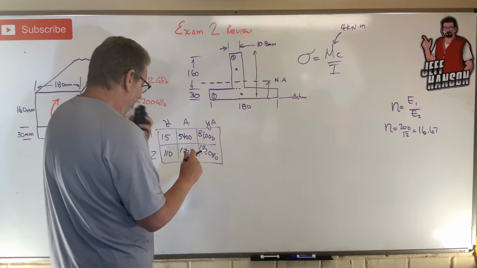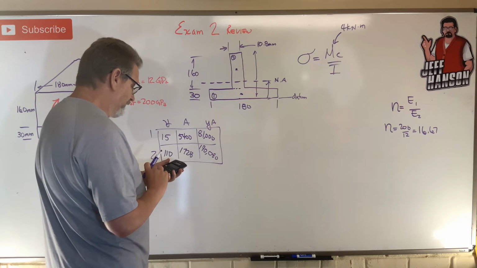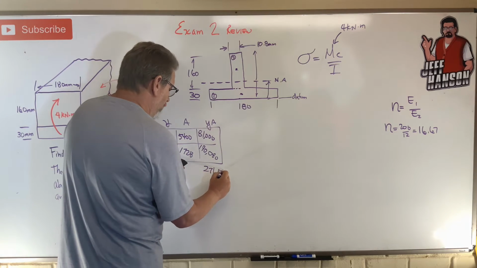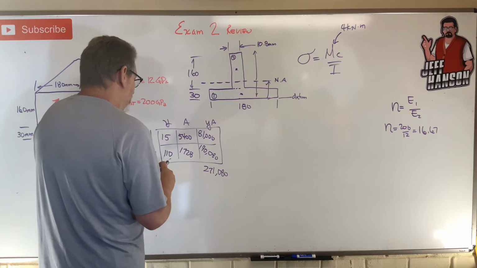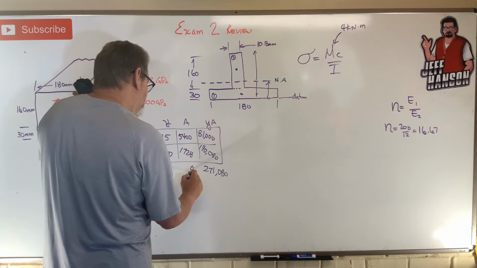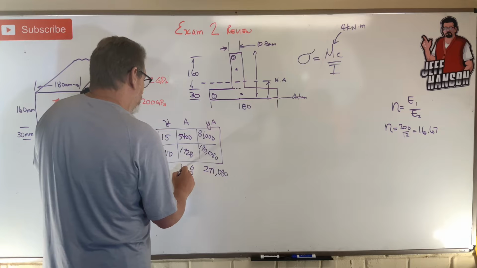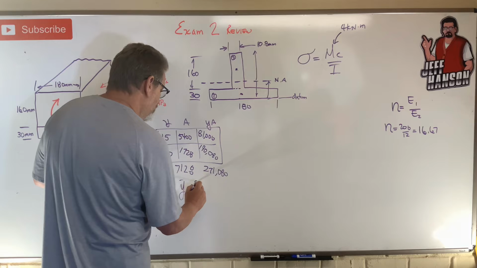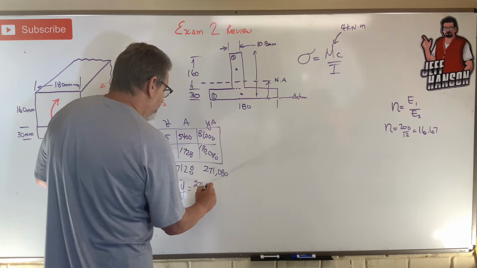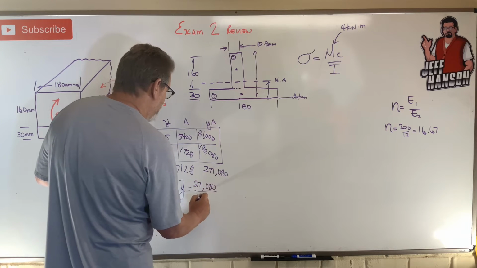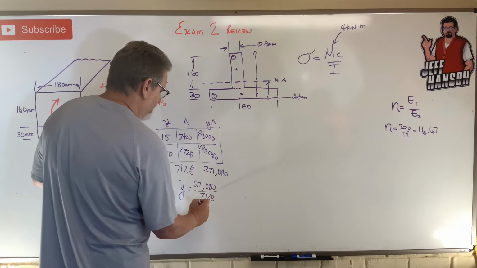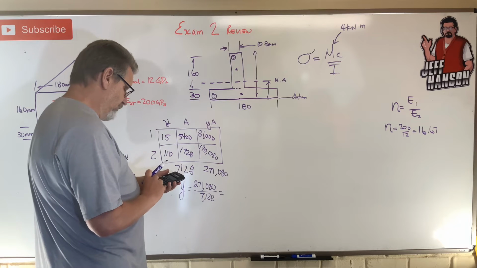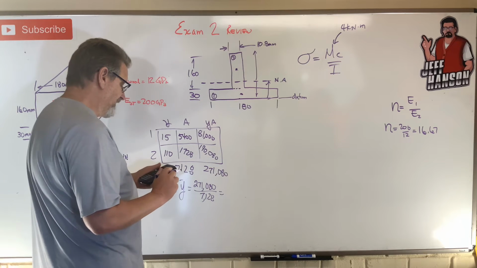190,080, plus 81,000 is 271,080. And the total area is 7,128. So y bar is 271,080 divided by 7,128, which equals 38.03.